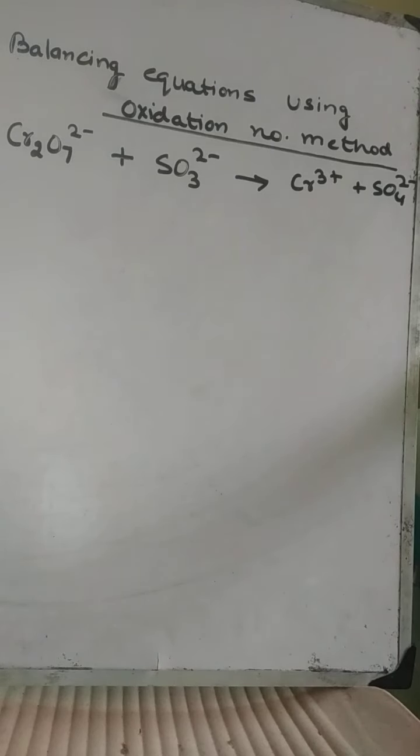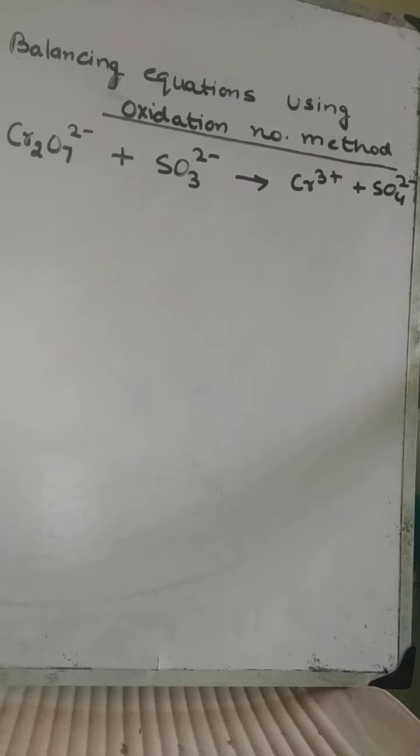Welcome to Nurture Academy. Today we are going to learn how to balance a given chemical equation using the oxidation number method. So let's get started. Let's say we are having this particular equation, and we want to balance it.